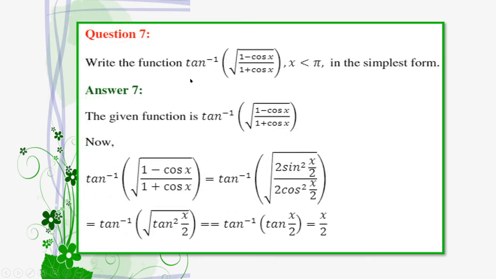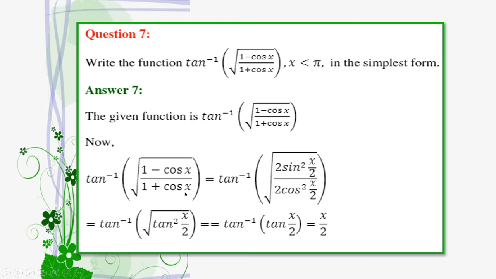Question number 7. Here also we have to write in the simplest form. So we have to think what we should assume here. Here the given function is this. Now tan inverse 1 minus cos x upon 1 plus cos x. Wherever we get this type of thing, we can apply this formula. We have just seen in the last question that 1 minus cos x, we have studied in class 11th as well, the formula is 2 sin square x by 2 because we take half of the angle.